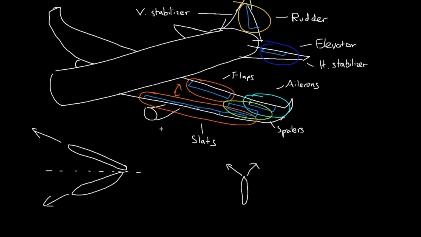Oh, one last thing I forgot to mention are the engines. Other than the wings, perhaps the most important part of the airplane, they provide the thrust and the airflow that makes all of this possible. So that will do it for the components of the airplane.